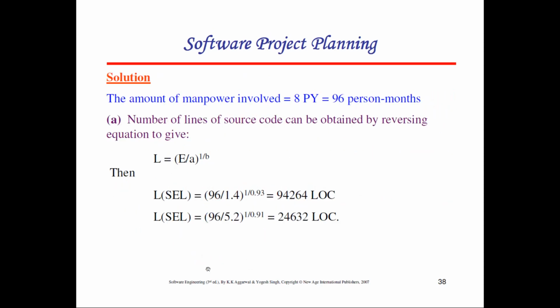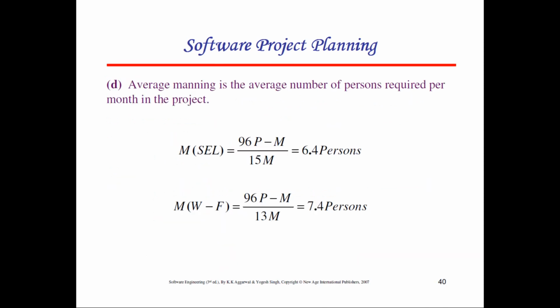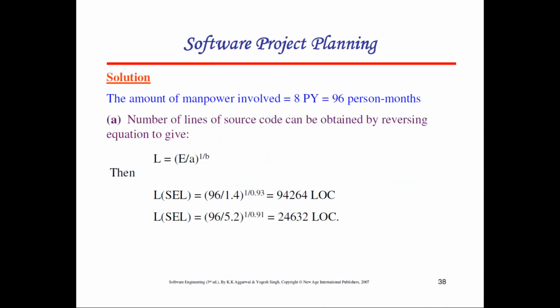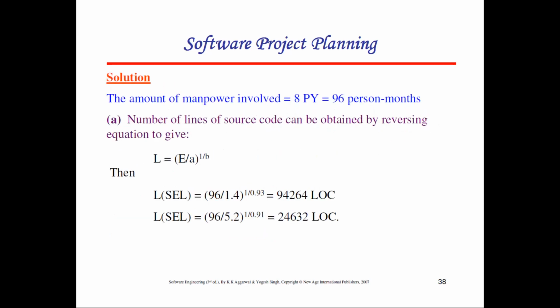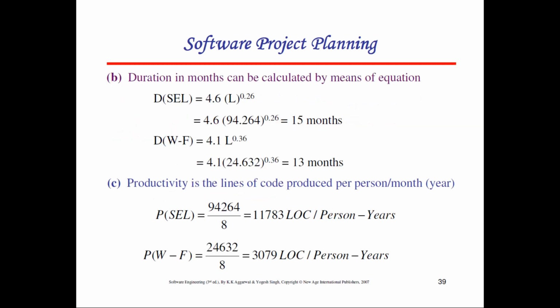Okay, now there are a few examples. You can see this. Write this particular example and then use the formula to calculate the lines of code given a manpower. Then you can calculate the duration and productivity. Okay, you do this.